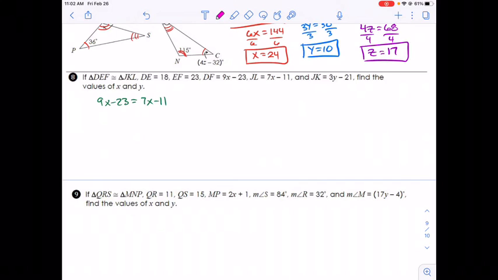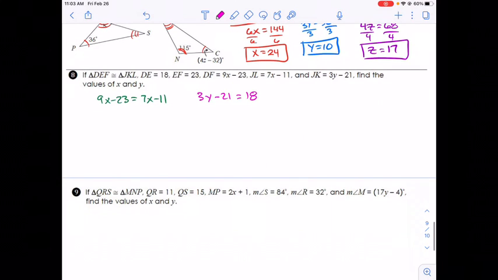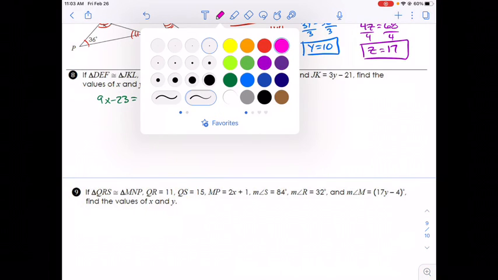All right, so let's look at the next one now. The next one here, our y's, we have JK. Well, JK is the first two, so that means it's going to match up with DE. Okay, so look here, they give us DE is 18, so we can say that 3y minus 21 is equal to 18. Now, notice this will help us find x and y here, and they gave us some extra information that we're not going to need to use. So we've got 2 equations here to solve.